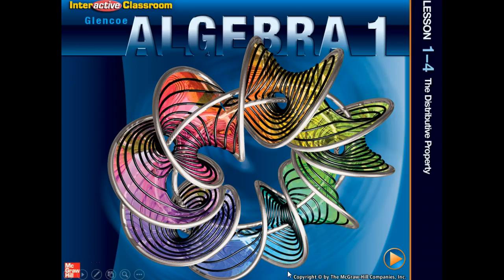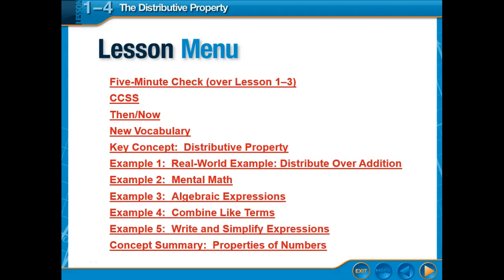Hi, this is Ms. Wiles, and we're going to be talking about the distributive property in this lesson. We're going to first start out with a little warm-up, and then we'll go into some new vocabulary and into some examples after we discuss the key concept of the distributive property.